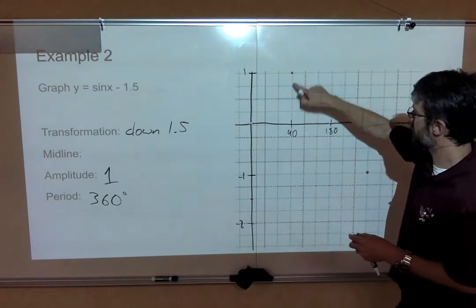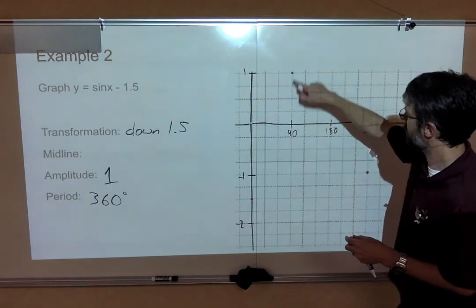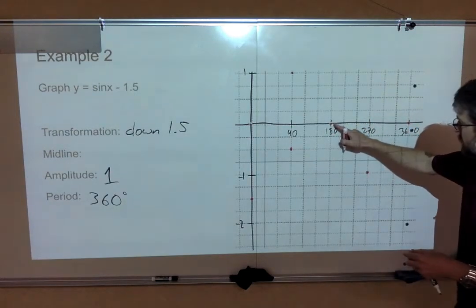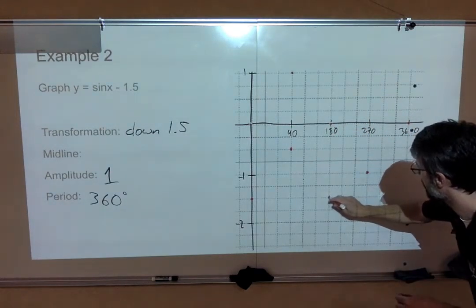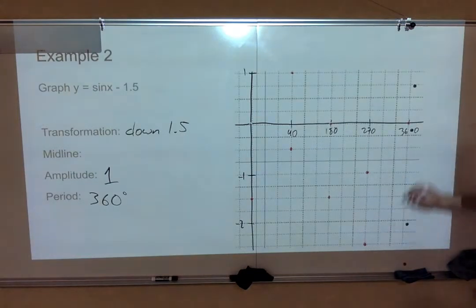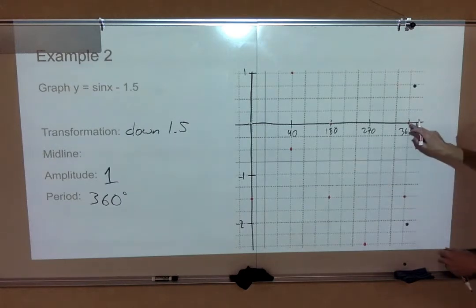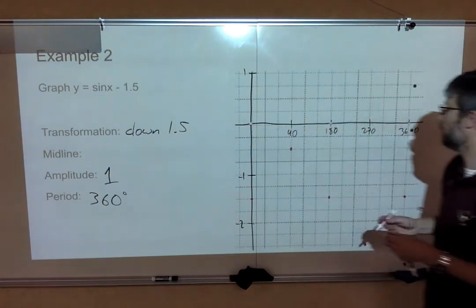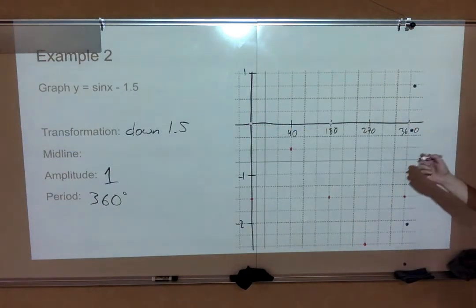This one, if it goes down 1.5, like 1 and then 2 more squares for 0.5. The zeros are kind of easy. Then this one goes down 1.5. And this one goes down 1.5. Get rid of some of these dots so I don't accidentally connect the wrong ones. Now I've got my 5 important points graphed.